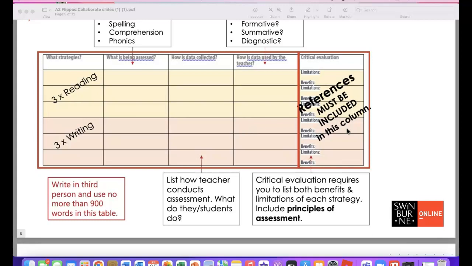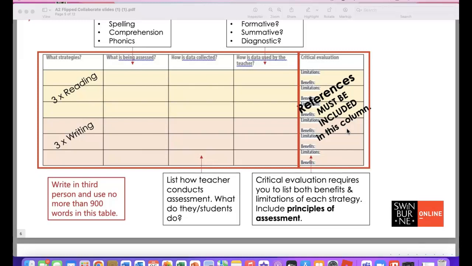I'm going to give you one more suggestion, which I think is important in terms of your benefits and limitations. I know what I would be looking for if I was marking, say, at an HD level, and how it would vary from a pass or a credit. So, for example, let's have a look at running records. A limitation of running records could be that it's one-on-one and it takes a long time. So time consuming seems to be something that people come up with a lot.